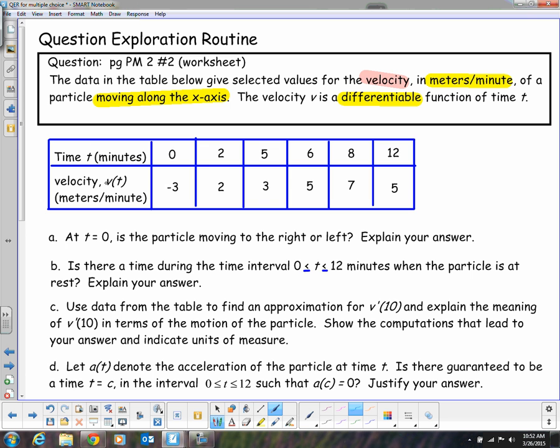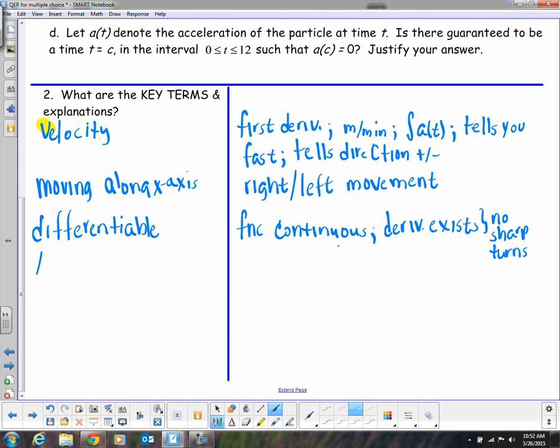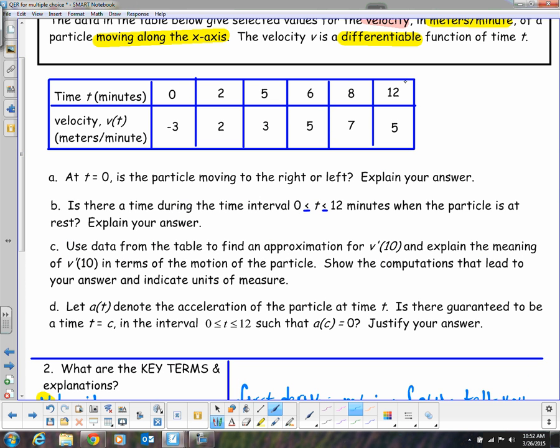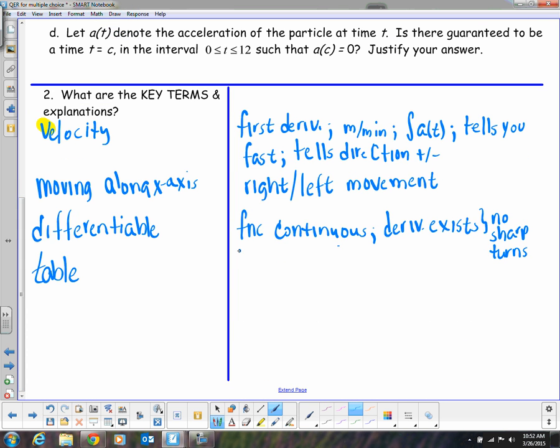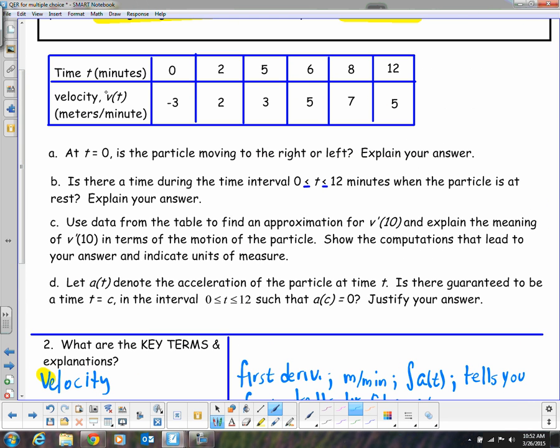So now we're going to look at our table. What's the significance of the table? When I say table, you have to identify this table. Is this the original table? Is this a derivative table? Is this a second derivative table? Okay, this is a first derivative table. You've got to know what you're looking at. It is because of velocity, exactly.